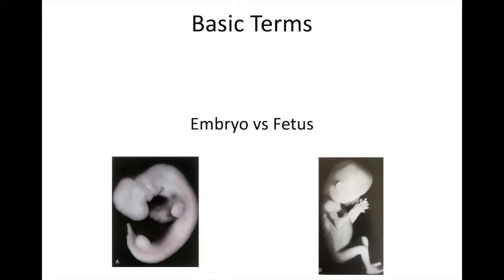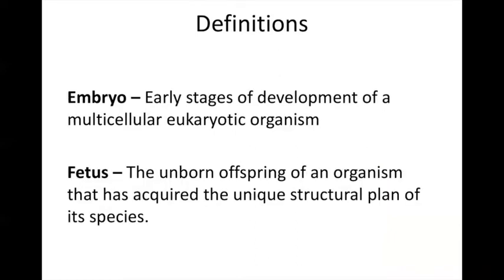Okay. What makes this one a fetus is the fact that we can tell, in this case, that it's a human being, or if it were a bird or a lizard or a cow or a dog or whatever, what makes it a fetus is that you can tell what species it is and it's not yet been born, okay? So definitions, an embryo is the early stages of development of a multicellular eukaryotic organism versus a fetus, which is the unborn offspring of an organism that has acquired the unique structural plan of its species.